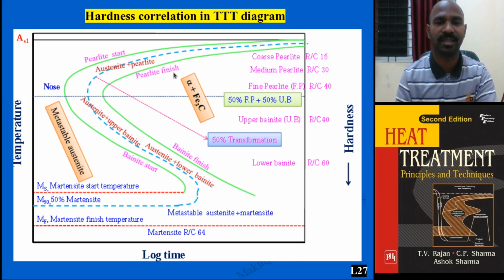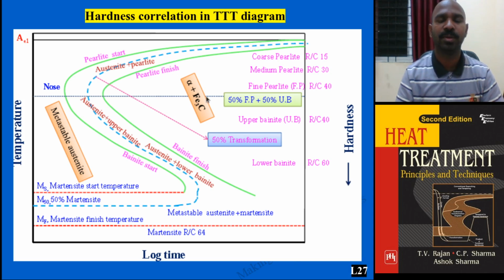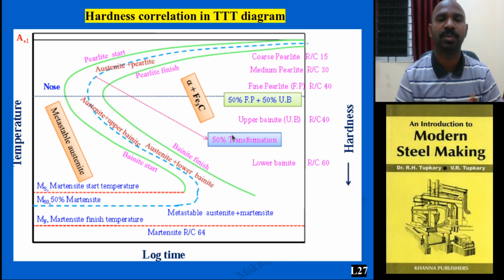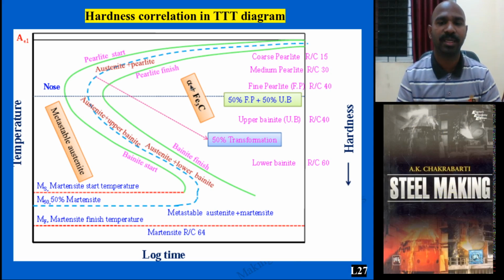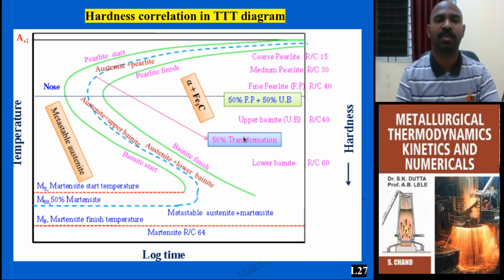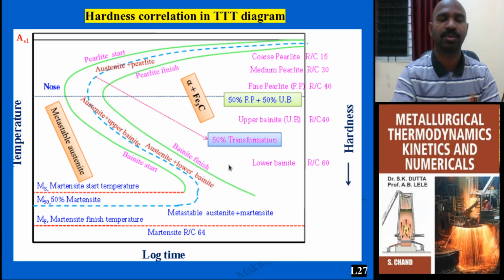When it crosses this pearlite finish line, above this line it is completely pearlite. Below this line, it is divided into another phase called bainite. If it is Fe2.4C, it is called bainite. If it is alpha plus Fe3C, it is called pearlite. Make a note on this particular point. This line is the 50% transformation line, and this is upper bainite. At this line, it will be lower bainite.